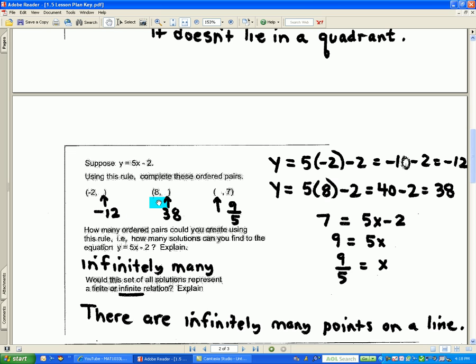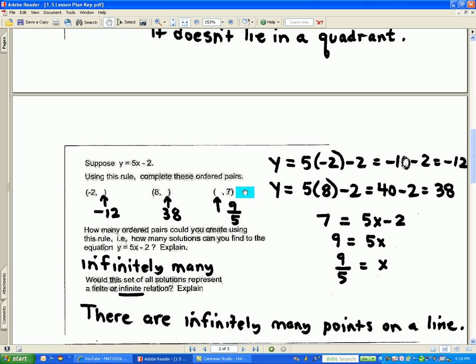The next problem is pretty similar. We have the ordered pair 8, comma, and then we're missing the back part. Well, what that means is we've been given x, we're asked to find y. So we go to the equation y equals 5x minus 2, and we plug in an 8 for x. 5 times 8 is 40, 40 minus 2 is 38. So that ordered pair would be the ordered pair 8, comma, 38, and it is a solution of that equation.